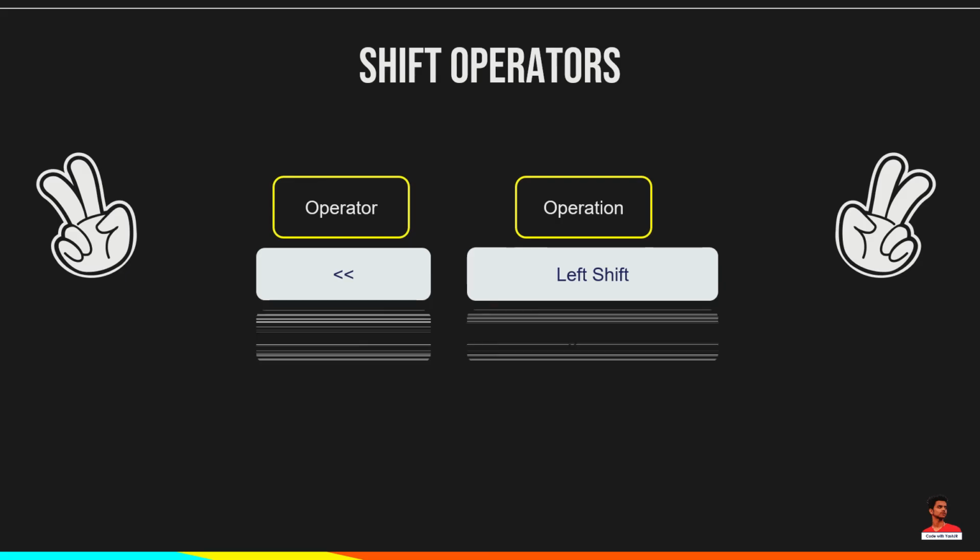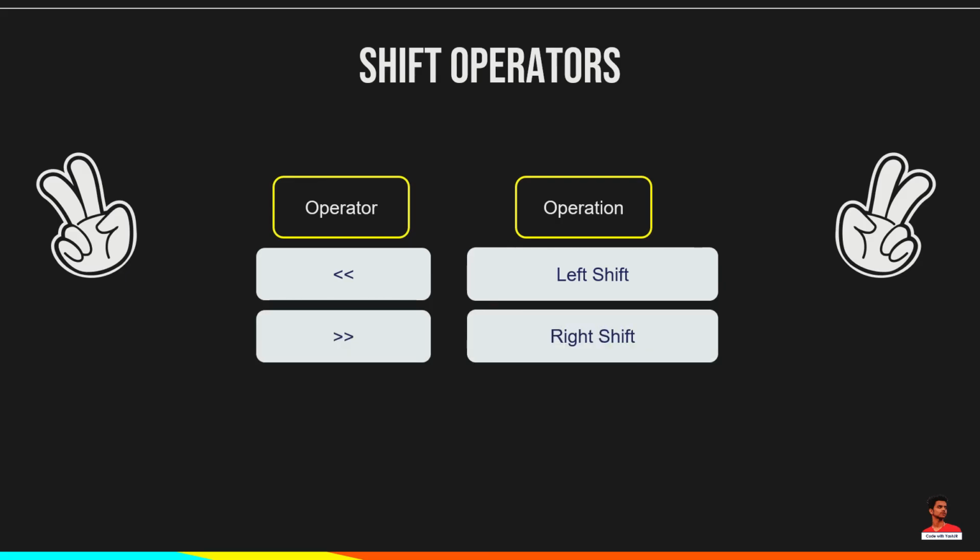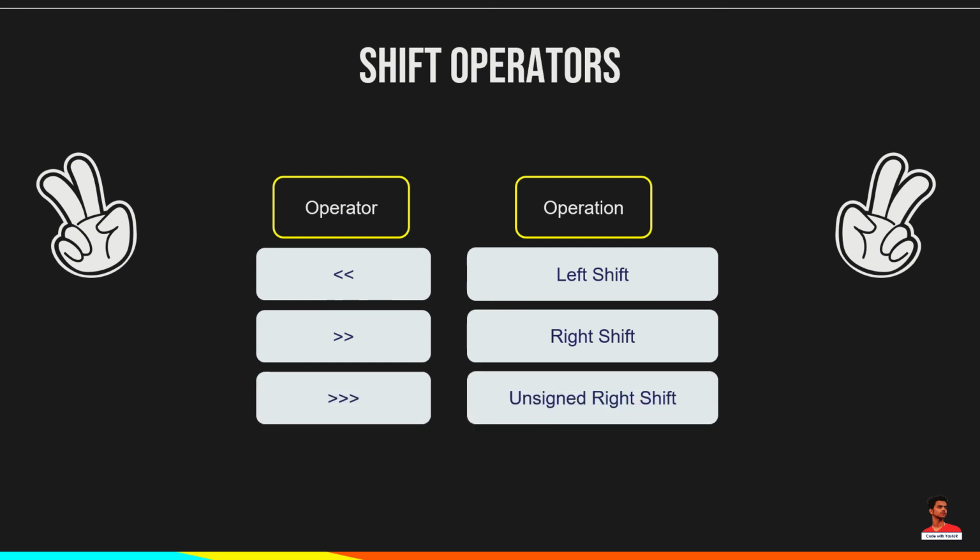The signed right shift operator shifts all the bits towards the right by a certain number of specified bits. When we shift any number to the right, the least significant bit is discarded and the most significant position is filled with the signed bit. Java also provides an unsigned right shift operator. Here the vacant leftmost position is filled with 0 instead of the signed bit.